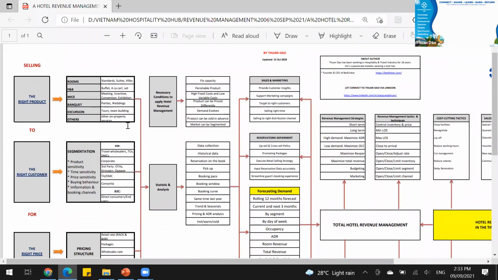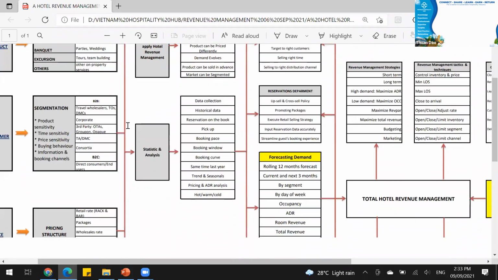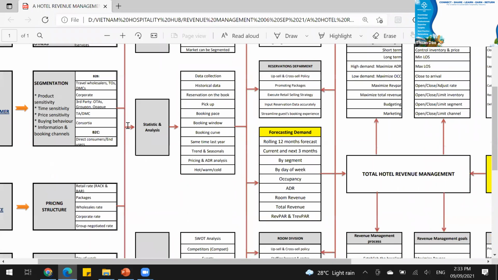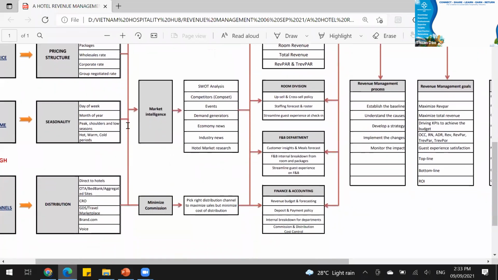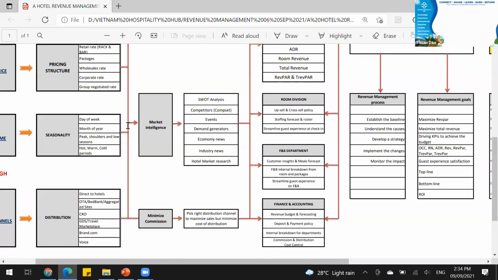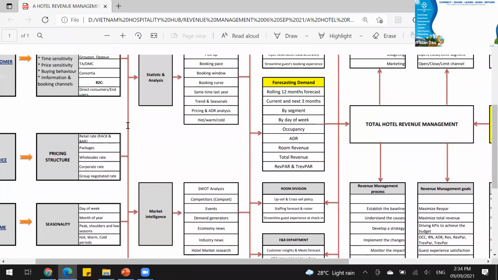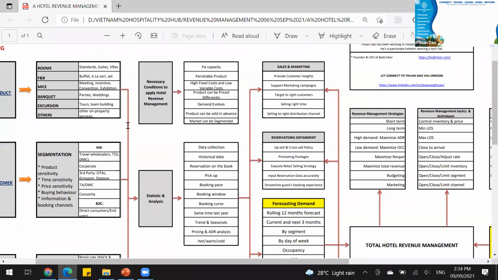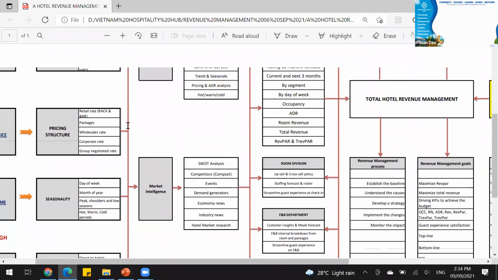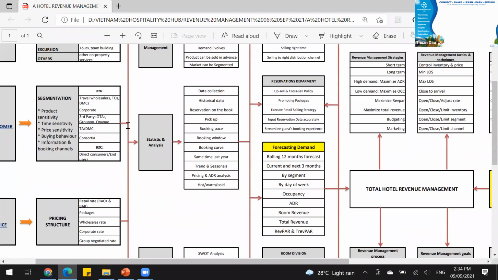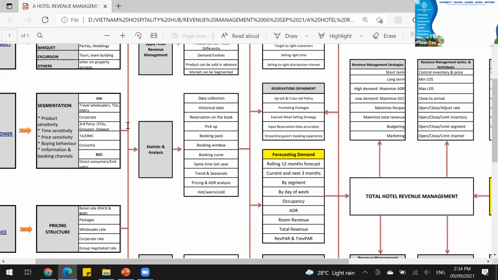The next one is the conditions to apply revenue management. If you want to do forecasting, you see the fourth column, the yellow one, where I put forecasting demand. You need to do all the statistics and understand the market intelligence, the information about the market that you need to know. Talking about the distribution channels, you try to minimize the commission so that you can optimize the profit for the hotel. The next column is about departments that revenue management works with, like sales and marketing, reservation, rooms division, F&B, finance, and accounting. Forecasting demand is highlighted in yellow because it is important.